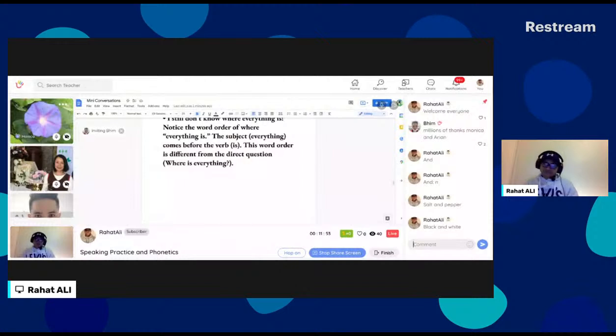Black and white. Then right and left. Right and left. Okay. Fish and chips. Fish and chips. Chips, plural. Yeah. Okay. Is that clear?